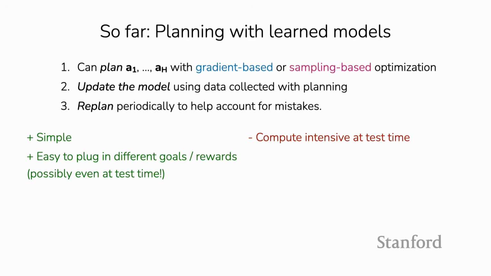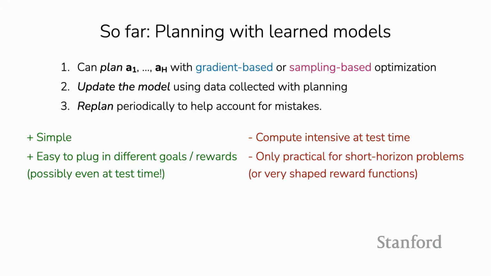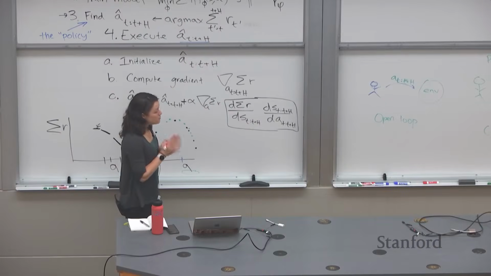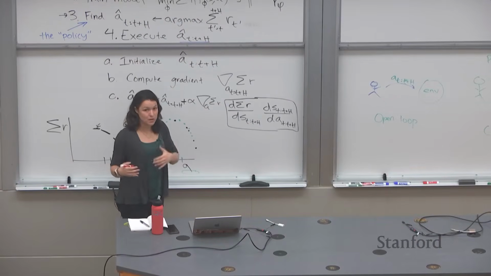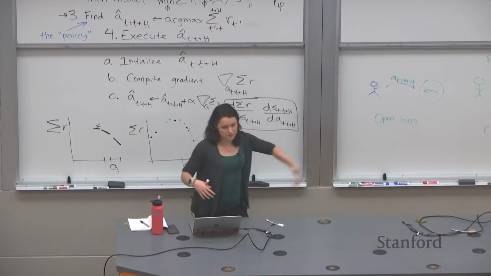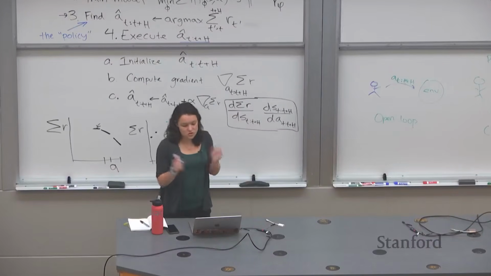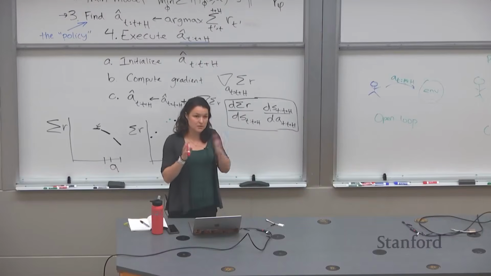If you have an expensive model and an expensive planning process, this kind of planning at test time might not be suitable. The last thing is that we've been talking about short horizon problems. This is not applicable to long horizon problems unless you have a shaped reward function that tells you a lot about what a good state is versus a bad state. For example, maybe you have an infinite horizon problem where you want to learn a policy that walks forward forever, but you have a very dense reward function like forward velocity. Then you can plan for a short horizon in a way that approximates the long horizon problem.